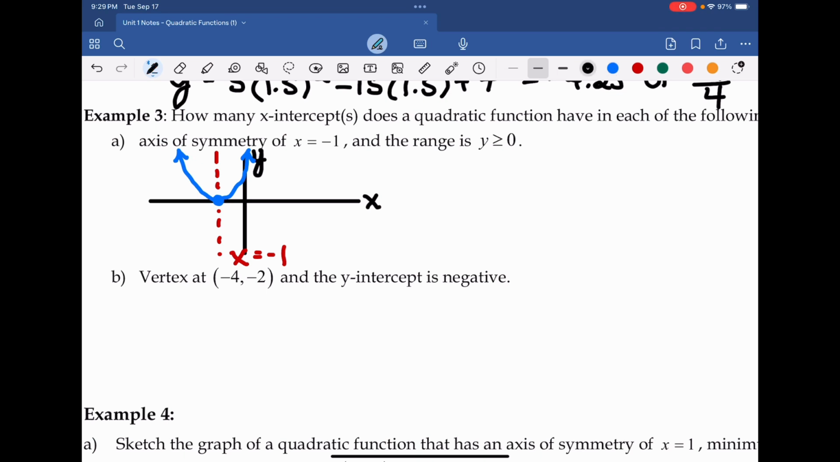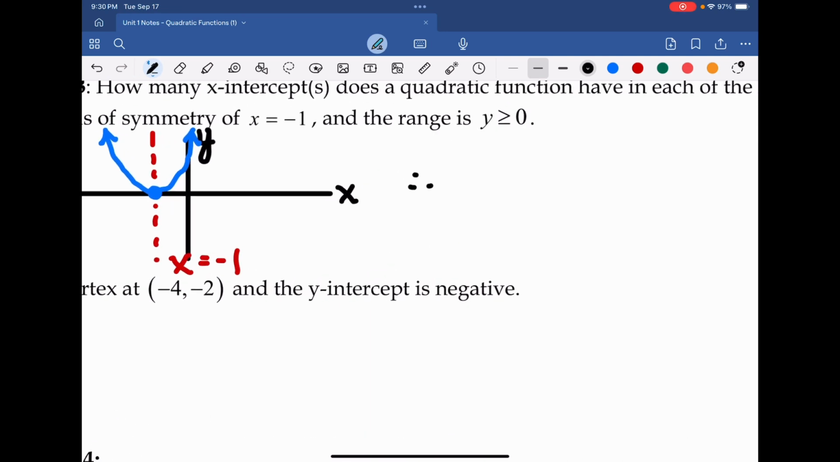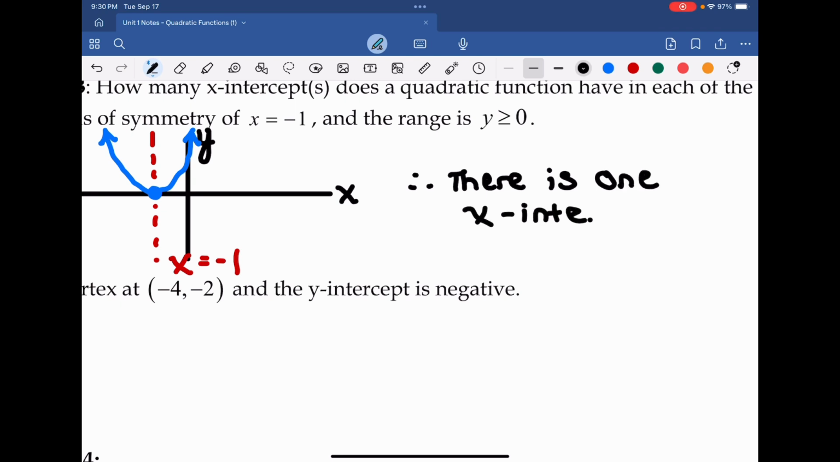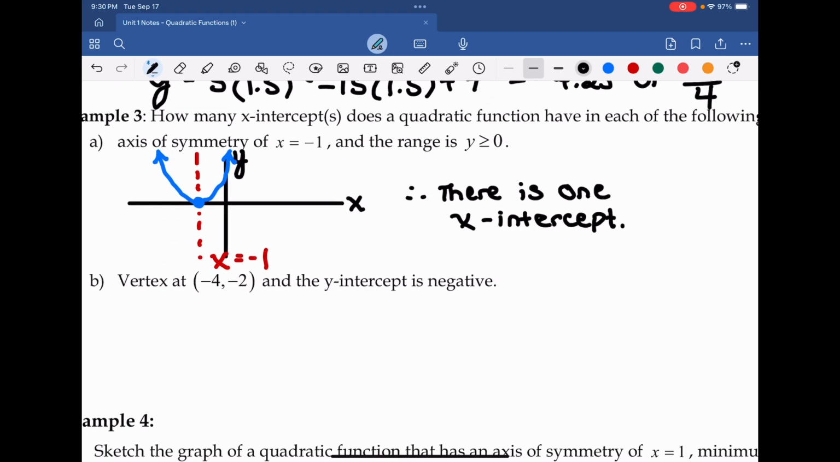Therefore, you would say, how many x-intercepts does this have? It only has the one right here at the very bottom, or at the minimum point. So therefore, for x-intercepts, I should just phrase it as, there is one x-intercept. Awesome. There we go. Okay, let's go down to our next example.